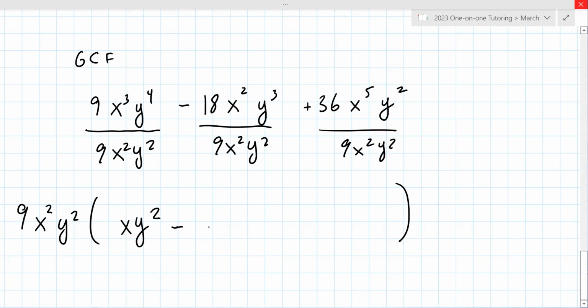Minus 2y, plus 4x cubed y. So when they have the same exponent, they go away. Oh yeah.